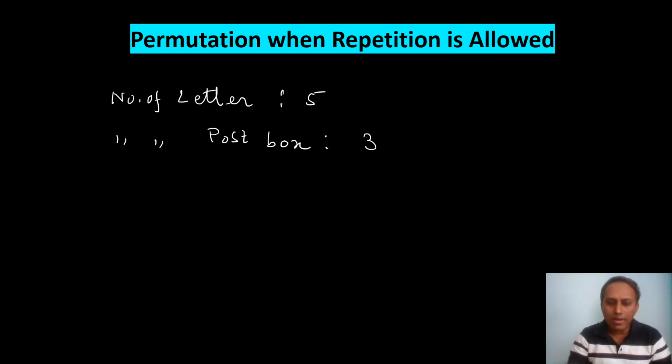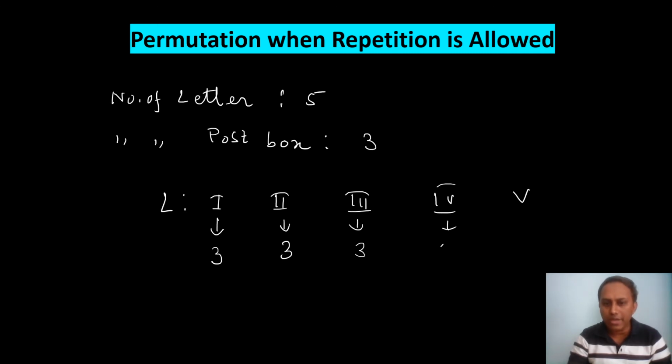Now there are 3 post boxes. The letters are 1, 2, 3, 4th letter and 5th letter. For the first letter, how many options do I have? I can put it in the first box, second box or third box. So for the first letter I have 3 options. For the second letter also, I can put it in the first, second or third box, so again 3 ways. There is no constraint on how many letters one post box can hold. Similarly the third letter 3 ways, fourth 3 ways, fifth also 3.